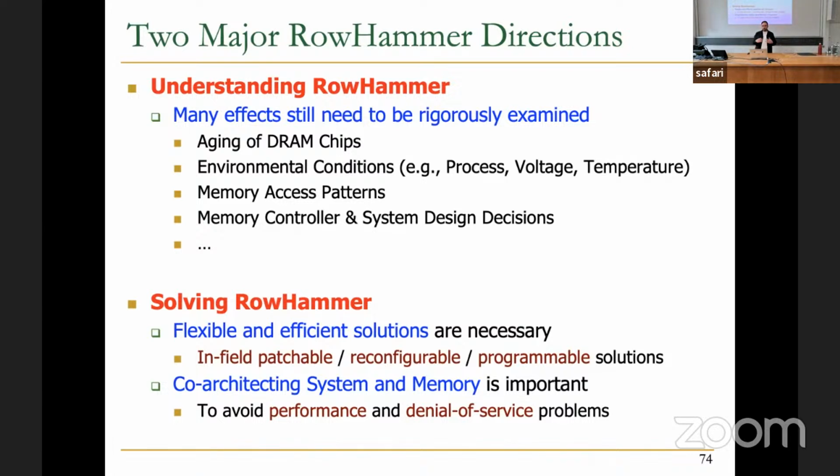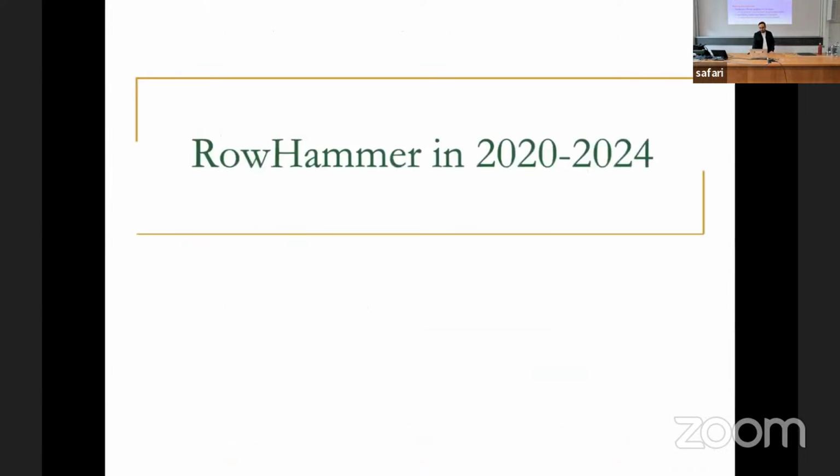And we also need to find better solutions. We need flexible and efficient solutions. We want our solutions to be patchable in the field, so that when you figure out a new vulnerability, or when you change your DRAM chip and the new DRAM chip is more vulnerable than the previous one, you can easily change the configuration of your solution. And we also need works on co-architecting system and memory.